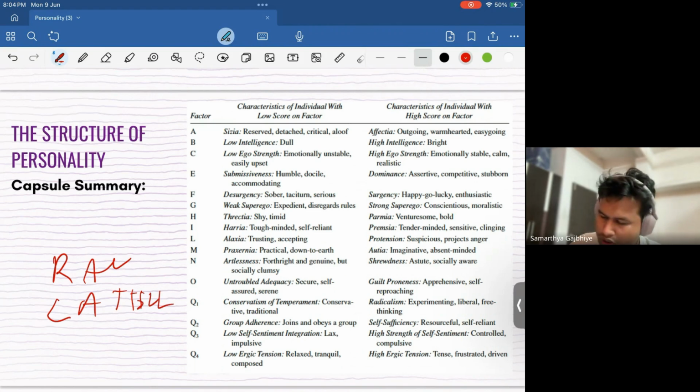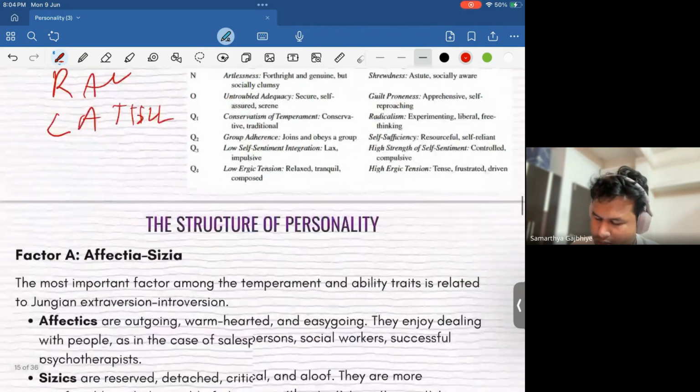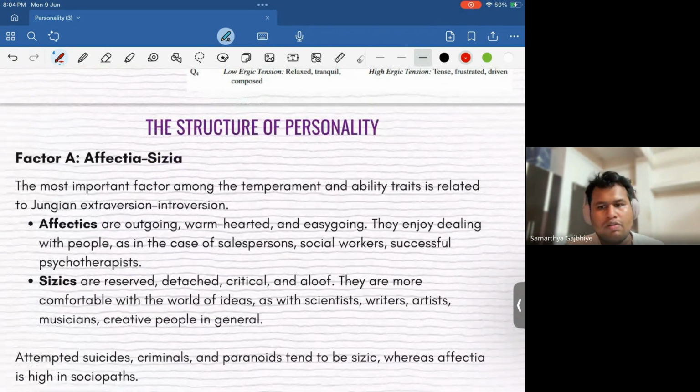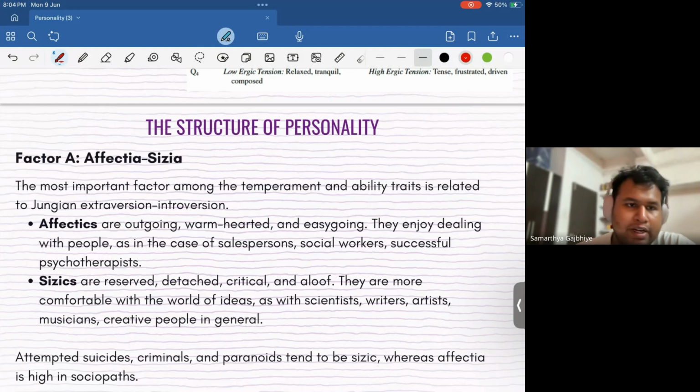Okay, so reserved, detached, critical, aloof, and outgoing. Low intelligence, high intelligence, low ego strength, submissiveness, dominance, desurgency, surgency. Now let's see. So we'll cover 16 factors and we'll go. All factors you know already, so they're not going to be difficult at all. But I want you to tell me where you lie in all of these factors. So I will say affectia scisia, and you will tell me, are you more affectia or are you more scisia? Okay. So neologisms are fun.